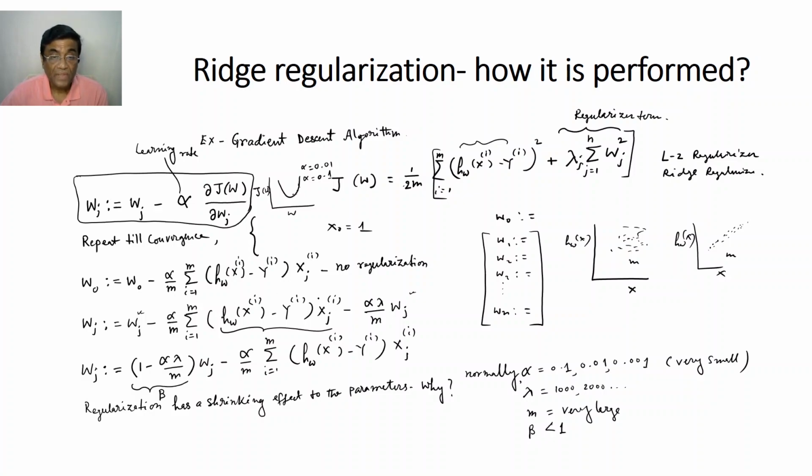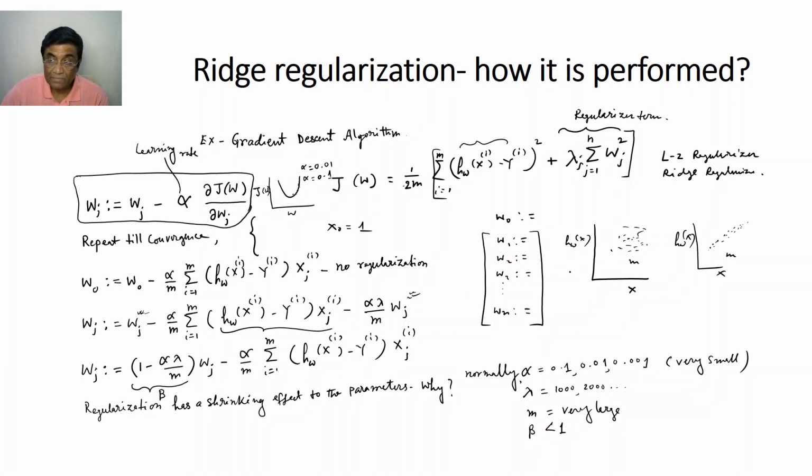And you see, you have wj here. So I can do a little arithmetic. Okay, so 1 minus alpha lambda divided by m, times wj, minus this term as it is.